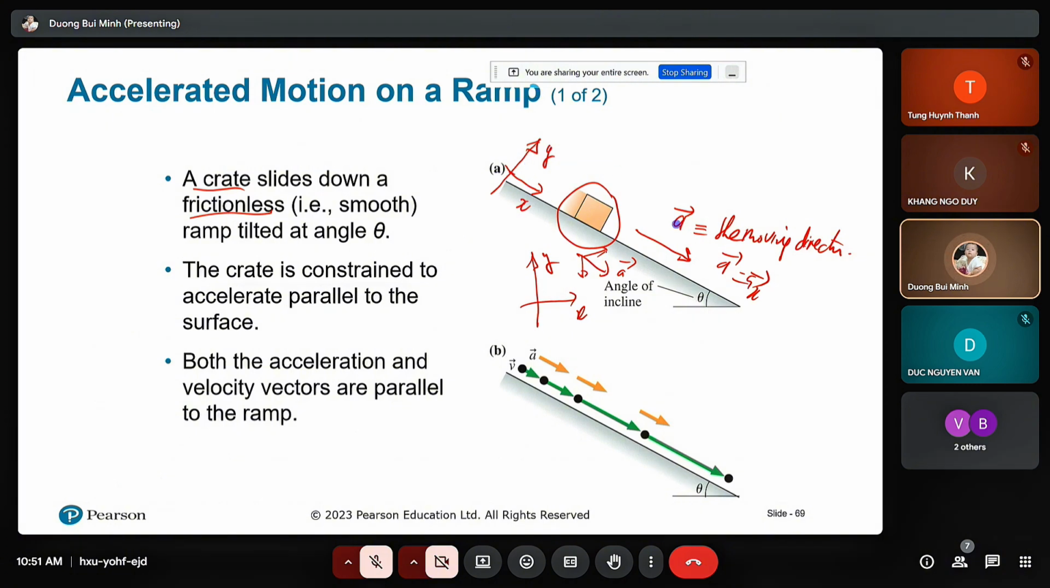But if you are really smart, you can choose any coordinates you want. But remember, we have a time limit for the final exam. Do you understand? Do you get my point? Any questions? And of course, this speed is increasing because vector A is in the same direction as vector V.